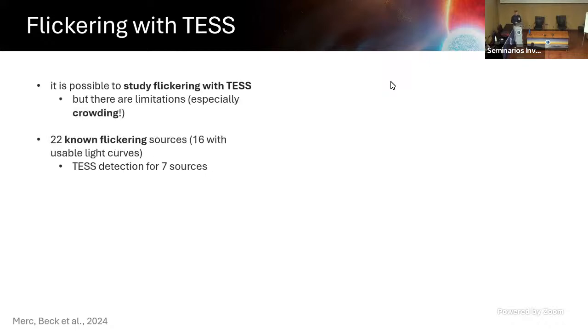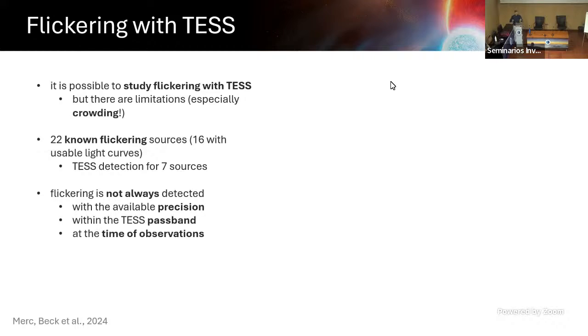But at the end, we found that it is possible to study with limitations. We first focused on the 22 known flickering sources. 16 of them actually had usable light curves with TESS, and we detected flickering with TESS for 7 out of these 16. So we knew that we should see flickering in those sources because it was confirmed in the past. We detected it for 7. It's not a problem at the end. It just says that the flickering is not always detected with the available precision of TESS within the TESS passband, because we are in the very red, and at the time of observation. And that's also very important.